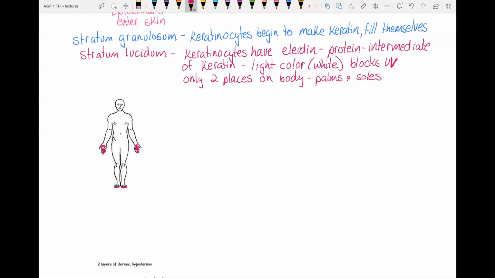And if you think about it for a minute, it said that the protein is a light color, it's white. So the palms of the hands and the soles of the feet are always a lighter shade than the rest of the skin. Even people who have really dark skin, their palms and soles are much lighter. So the palms and soles are always going to be lighter than the rest of the skin because of this white eleidin that's there.